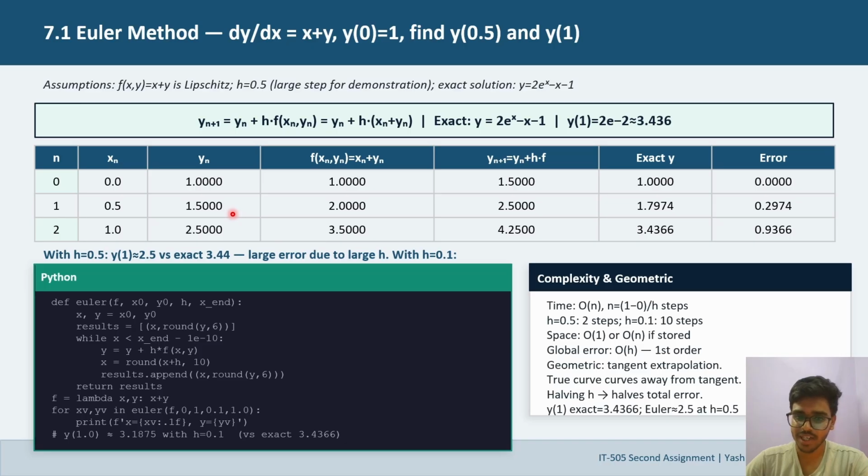Using h equals 0.5, we get y of 0.5 equals 1.5 and y of 1 equals 2.5. But the exact answer is about 3.4366. So Euler's method has noticeable error because it is only first order accurate. Still, it is very simple and useful for understanding the basis of numerical ODE solving.